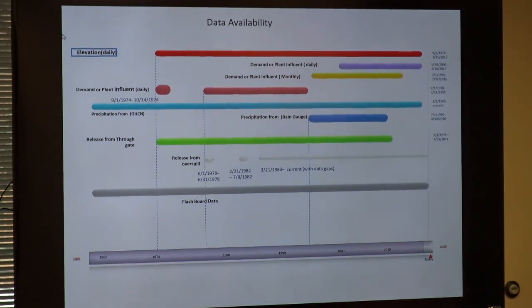Okay, so yeah, 1965. Some of the data go back to 1965, like flashboard data, precipitation from the satellite, and also the master co-op that goes all the way back to 1985. And then there's certain data that starts from 1975.